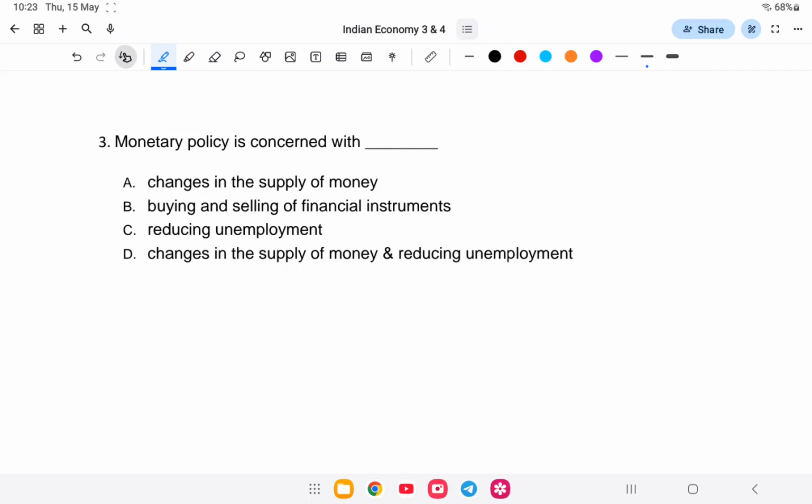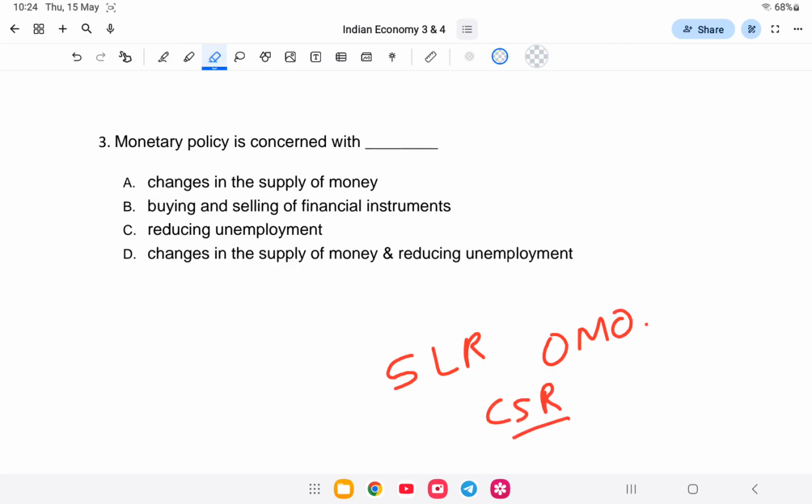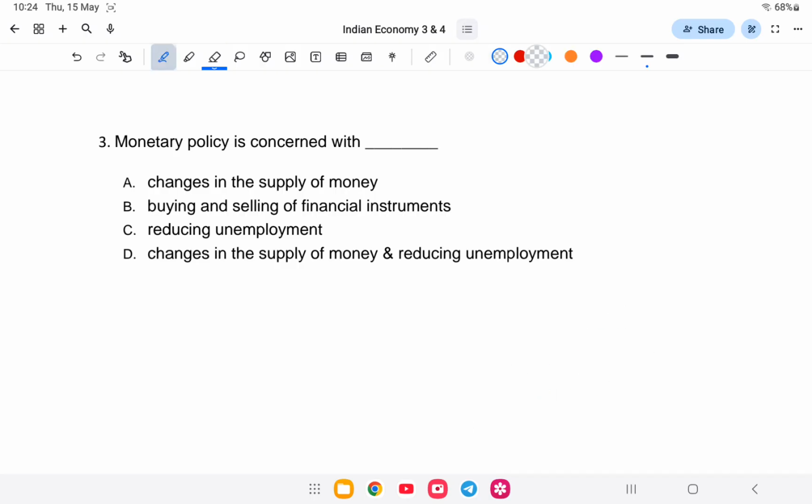Monetary policy refers to statutory liquidity ratio (SLR), open market operations, or cash reserve ratio. These are all changes in the supply of money by the RBI. Inflation reduces when the money supply is reduced, so the RBI withdraws money supply from the market. So this is the answer. Let us study in detail.